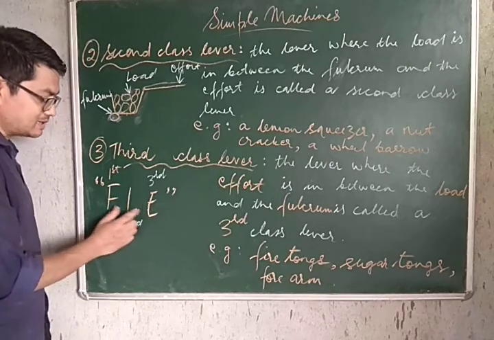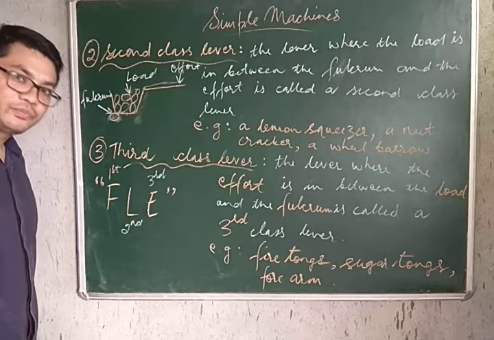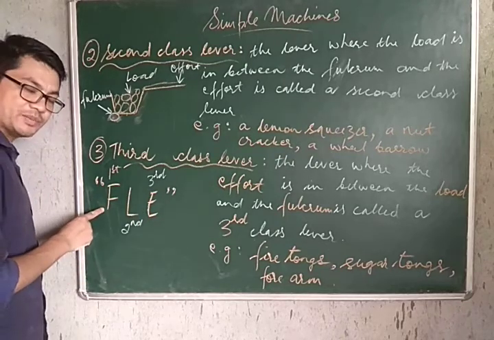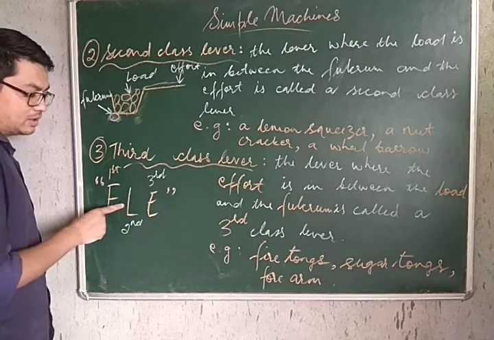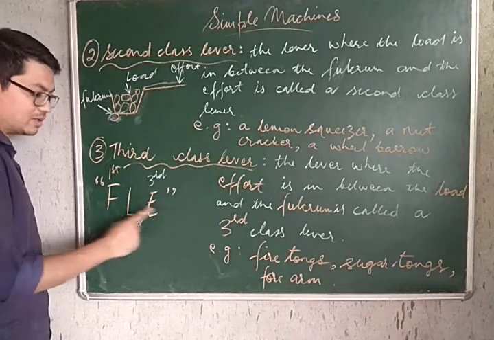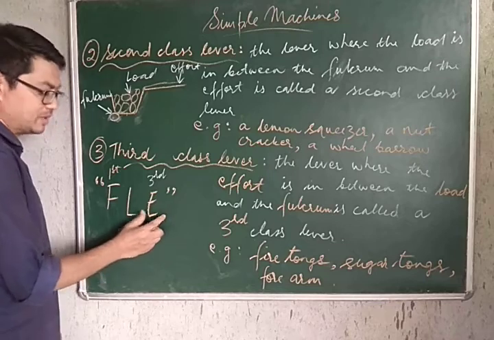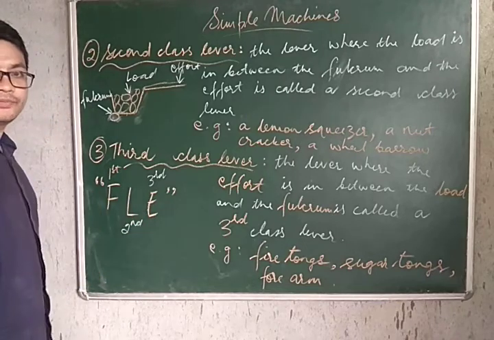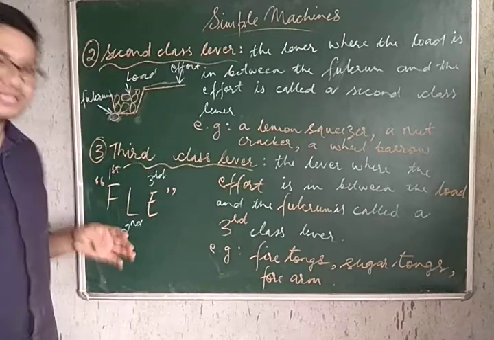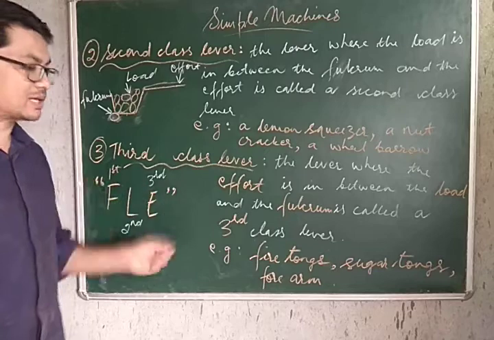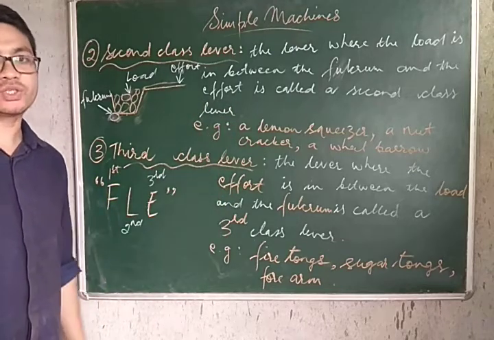So these letters are telling us for every class of lever what comes in between. For the first class lever, it is the fulcrum that is coming in between the load and the effort. For a second class lever, the load is coming in between the fulcrum and the effort. For a third class lever, it is the effort which has to come in between the fulcrum and the load. So if you remember this, it will be easier for you to remember the distinctions between first class, second class and third class levers. And you'll be able to remember the definitions also.